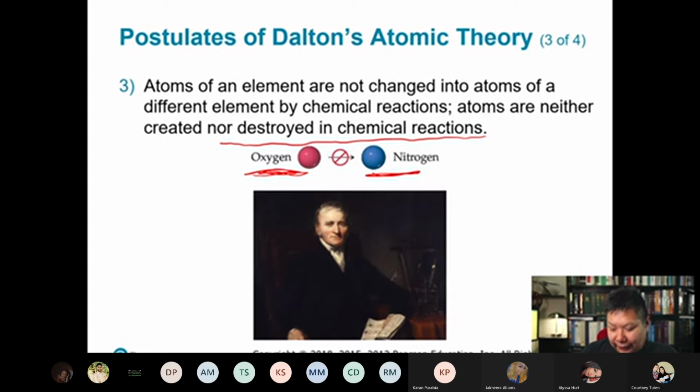So let me just tell you, that looks super cool in the movie, but it's very unreal, because for you to have a super collider, we're talking acres. It's got to be huge. So anyway, that can't happen in real life. I mean, sorry, that can't happen naturally. Naturally, if a chemical reaction is occurring, you will not change an atom of oxygen into an atom of nitrogen.